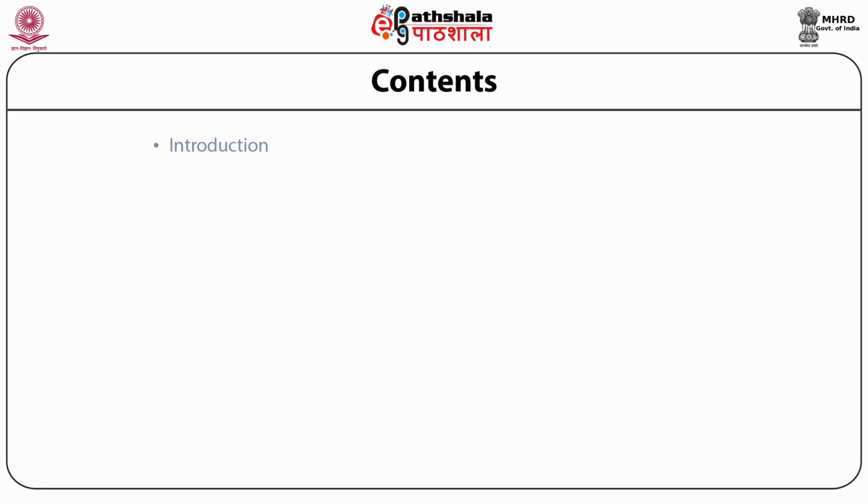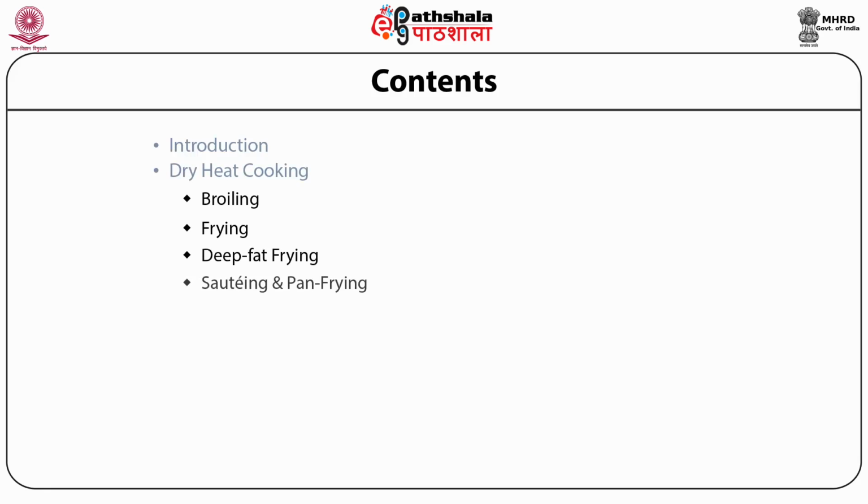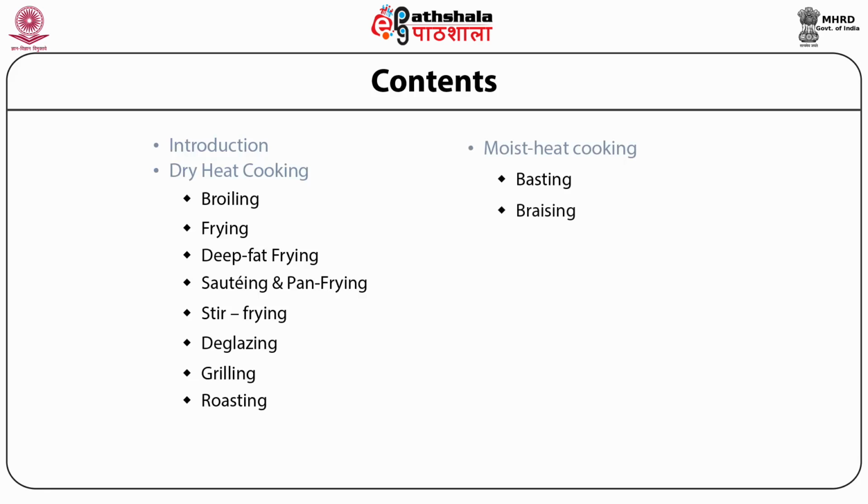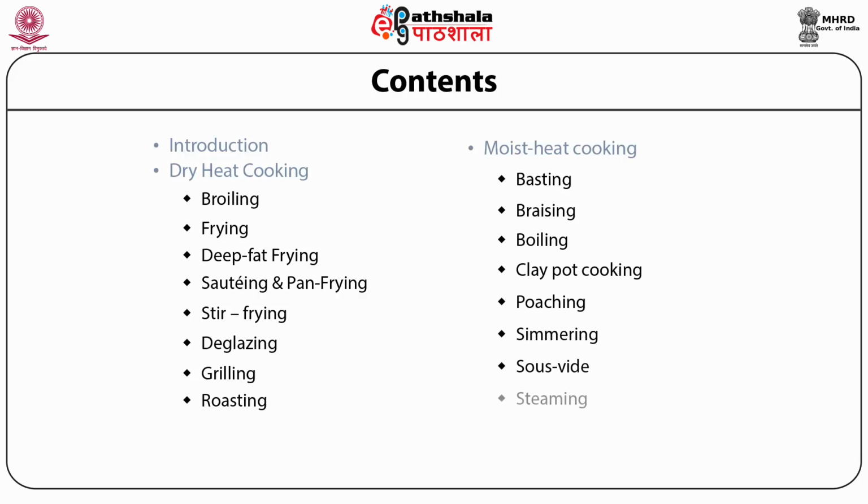Methods are classified as dry heat cooking and moist heat cooking. In dry heat cooking, there are broiling, frying, deep fat frying, sauteing and pan frying, stir frying, deglazing, grilling, and roasting. In moist heat cooking, there are basting, braising, boiling, clay pot cooking, poaching, simmering, sous vide, steaming, and stewing.